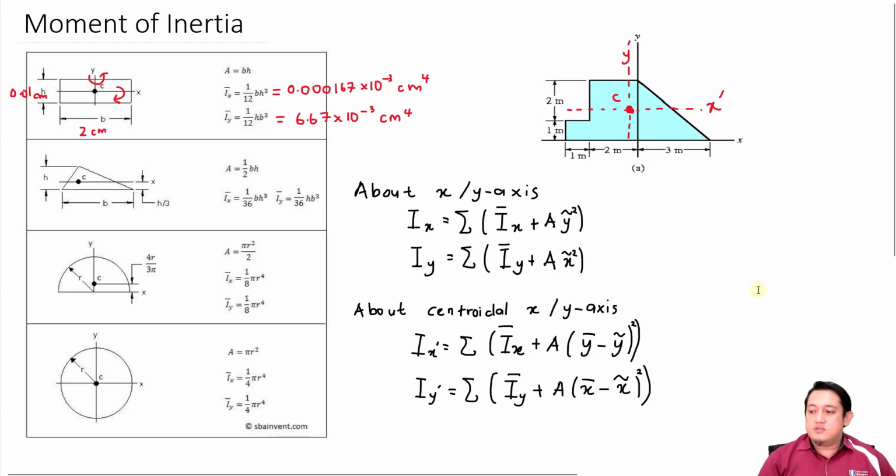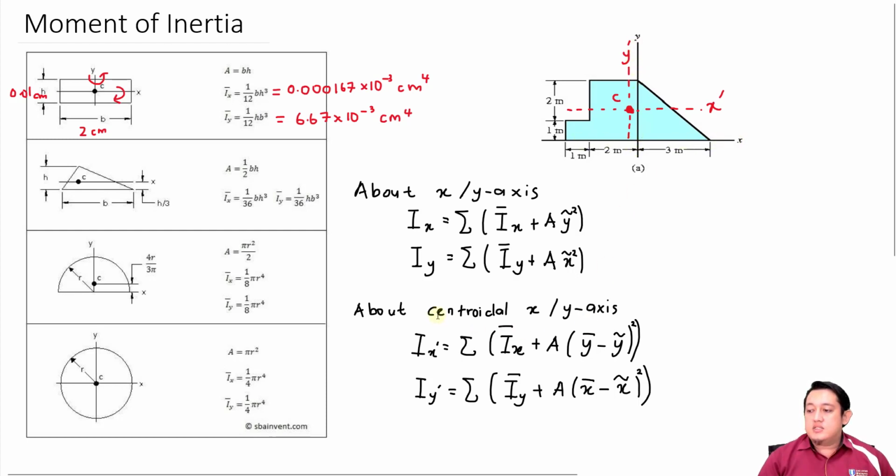Okay everyone, so these are the equations to calculate moment of inertia. The first one is about the X or Y axis, and the second one is about the centroidal X or Y axis. So what's the difference between these two? For the X and Y axis, as I explained before, we want to calculate the moment of inertia when we want to rotate about this X or Y axis.